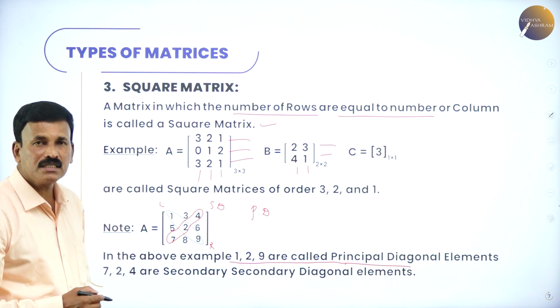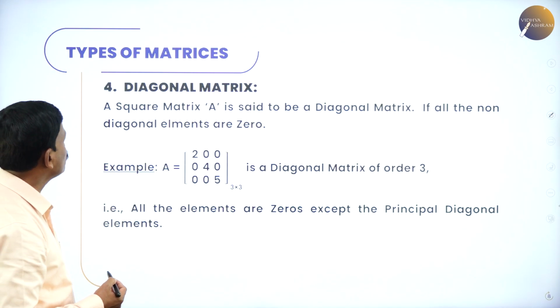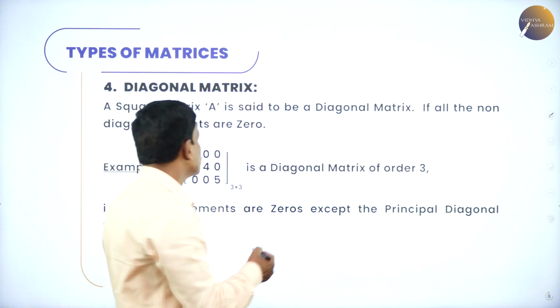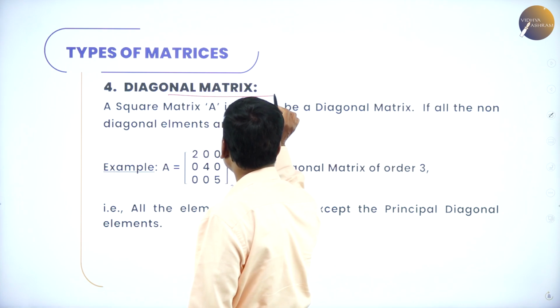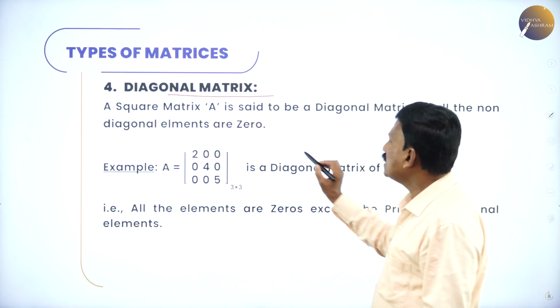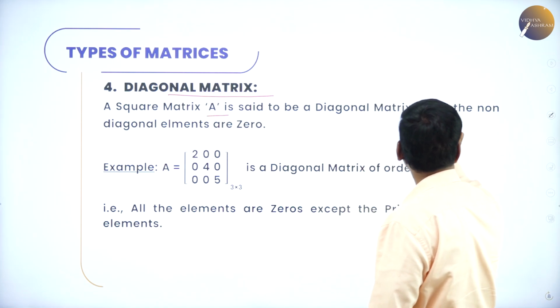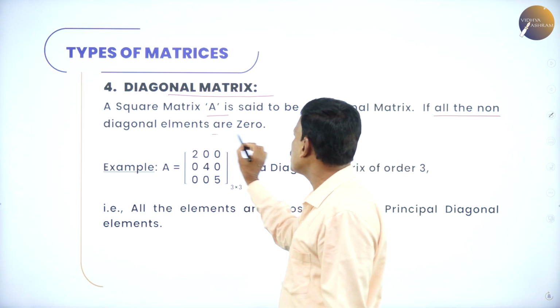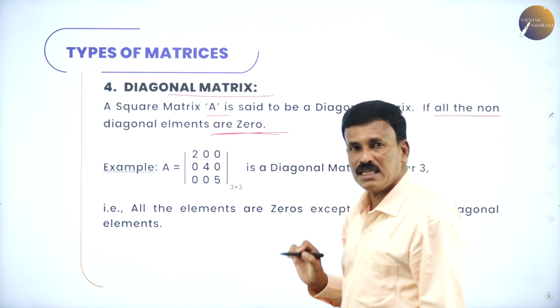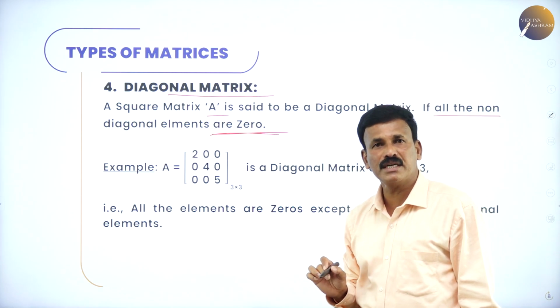Now, by considering the diagonal elements, let us discuss the next type, that is the diagonal matrix. First of all, it is a square matrix. A square matrix A is said to be a diagonal matrix if all the non-diagonal elements are zeros. All elements are zeros except the principal diagonal elements.